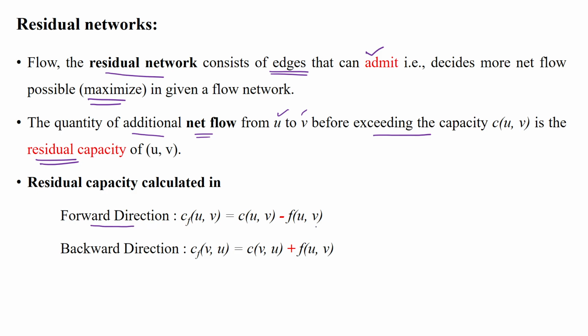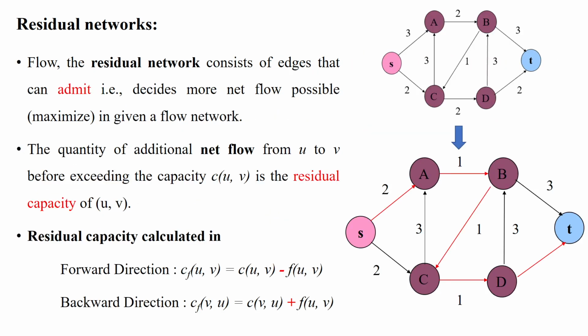One is in the forward direction. For example, in the forward direction, Cf of u comma v, the existing capacity. For example, here we are calculating the capacity in the forward direction. The path here is S to A, A to B, B to C, C to D, and D to T, which is also carrying 1 unit of the flow. So this augmenting path is allowing 1 unit of the flow. So this is the capacity we are calculating in the forward direction.